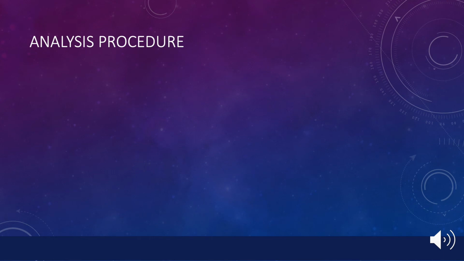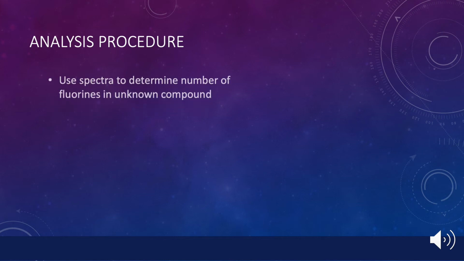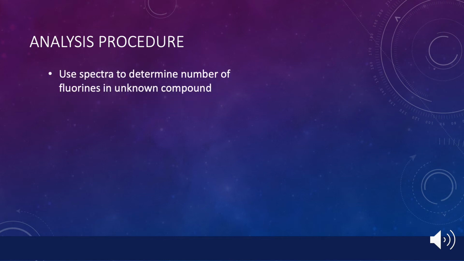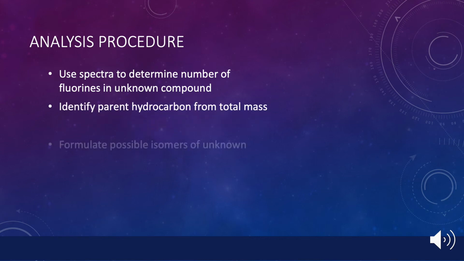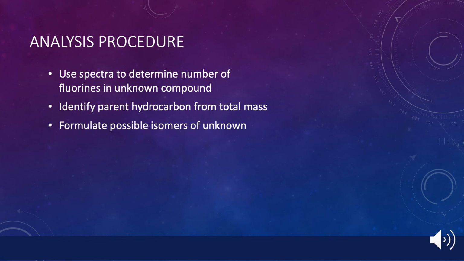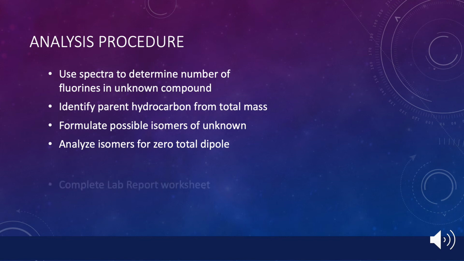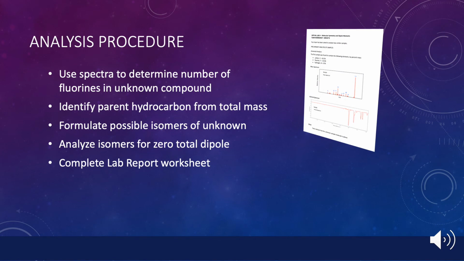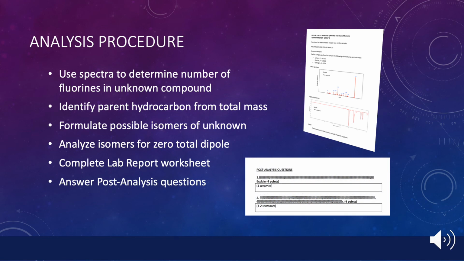Your analysis procedure has several steps which are spelled out in the lab background and instructions document. They include using the experimental data given to determine the molecular weight and formula of your compound, identifying the parent hydrocarbon, formulating the possible isomers of the fluorinated unknown, and analyzing the isomers and identifying those whose carbon-fluorine bond dipoles cancel one another. Your analysis should be recorded by completing the information requested on the Lab 4 report worksheet and answering the post-analysis questions. When you have finished this and submitted the report, each team member should complete the lab review quiz within 24 hours.